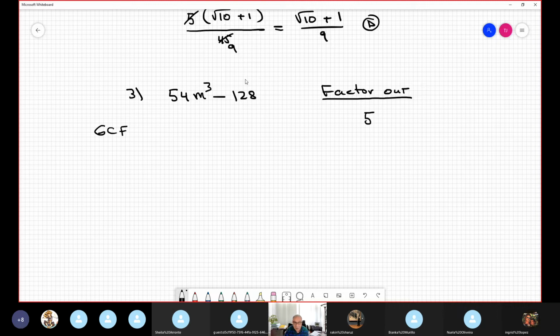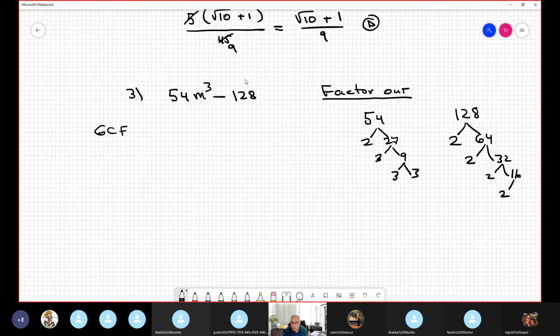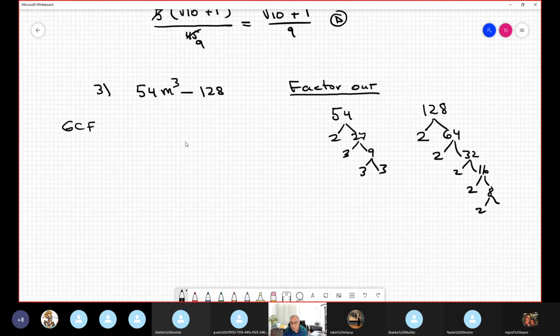So in one corner of the piece of paper, put 54 and 128, and you break them down. 54 divided by 2 is 27. And 27 is not divisible by 2, but it's divisible by 3, that's 9, 3, 3. 128 is divisible by 2, okay, 64. 64 again is divisible by 2, okay, 32. By 2, 16, by 2, 8, by 2, 4. 54 contains 2, 3, 3, 3.